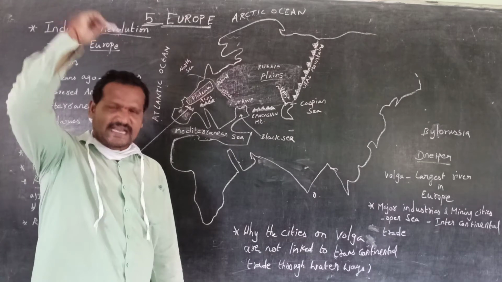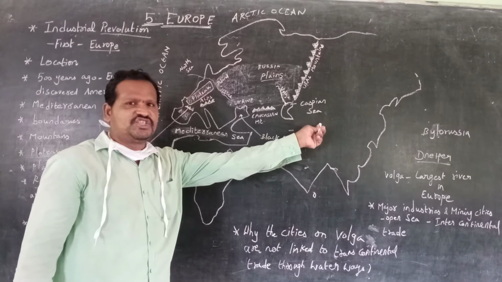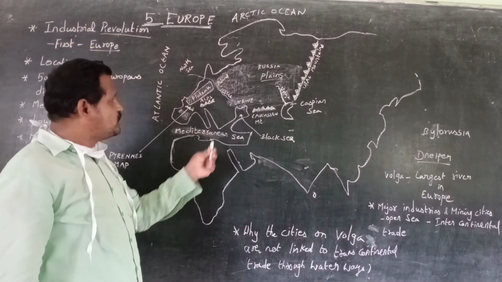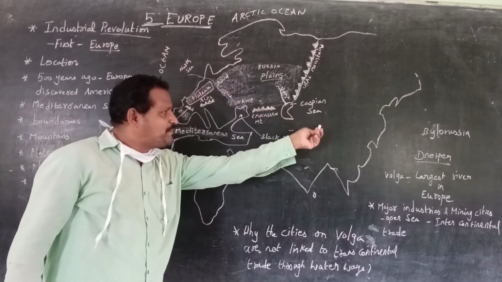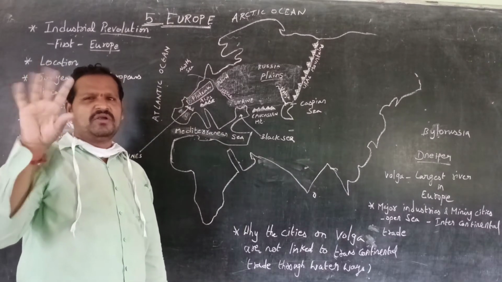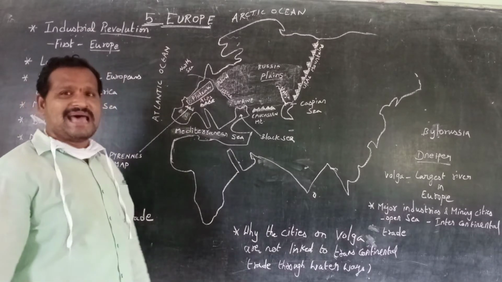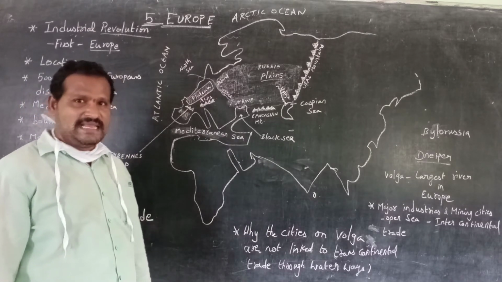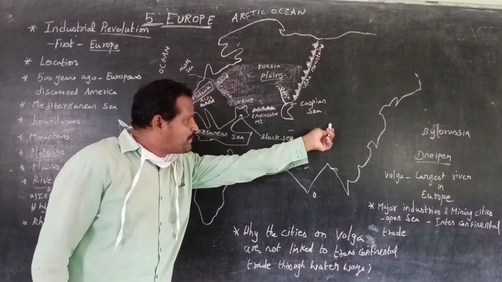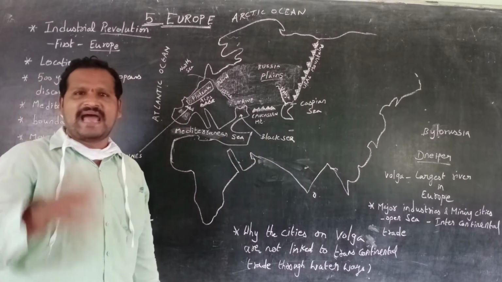From ancient times, Europeans knew the European continent, the western parts of Asia and the northern parts of Africa. They didn't know about America and Australia.